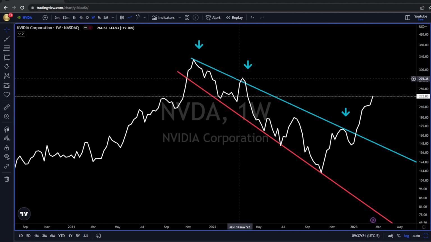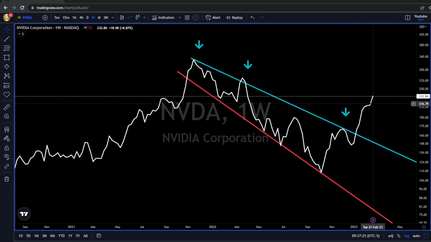245, 275 to the upside on NVIDIA. If NVIDIA will start rollover, we have 222 as the first major support.